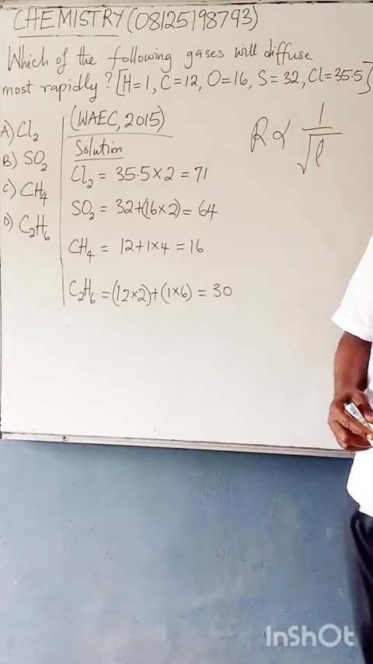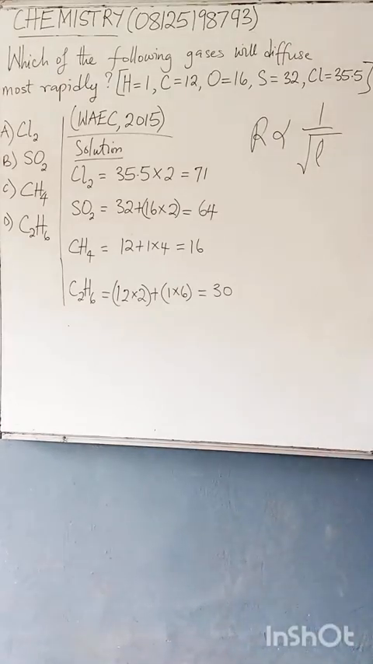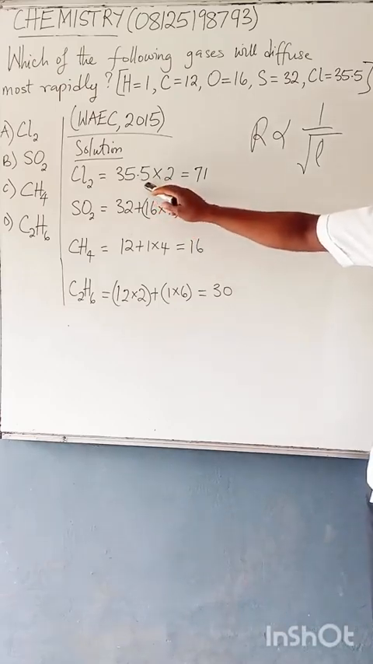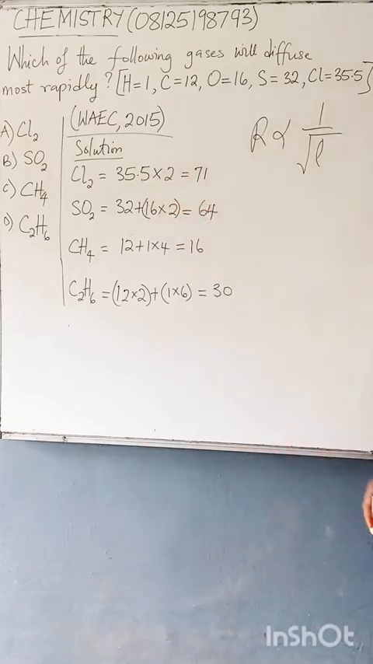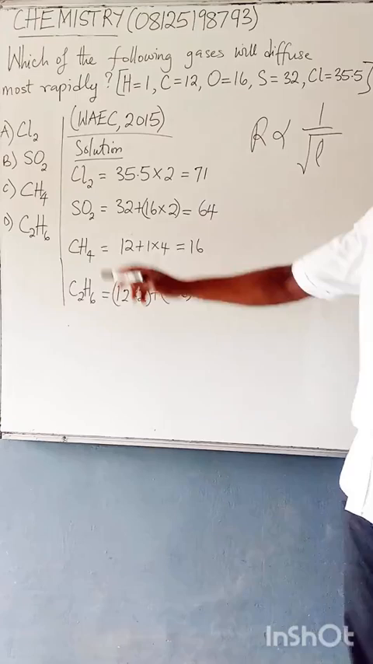Do you have your calculator there? Do you want to make use of place value that you were taught in primary 4? 35.5 times 2 gives us 71. Then option B, SO2.